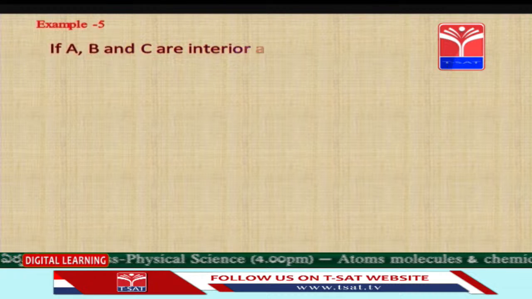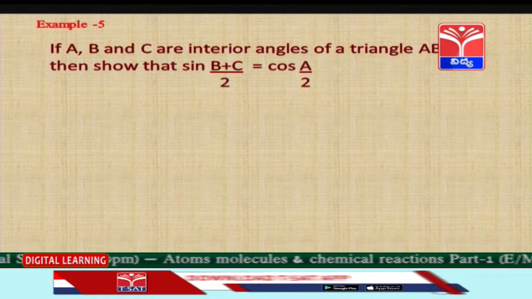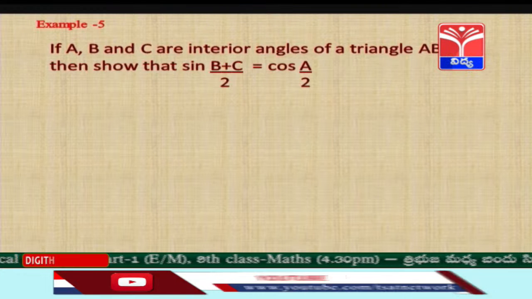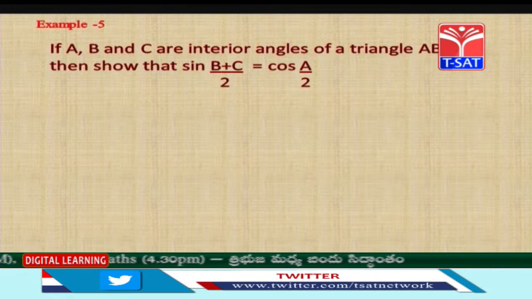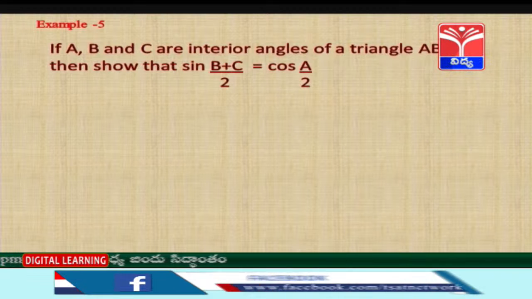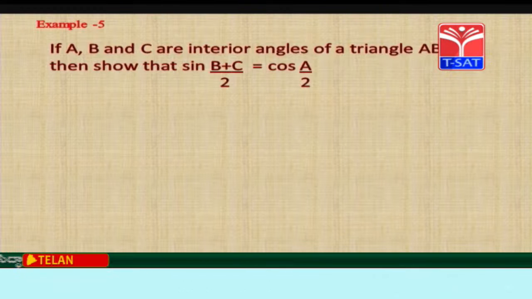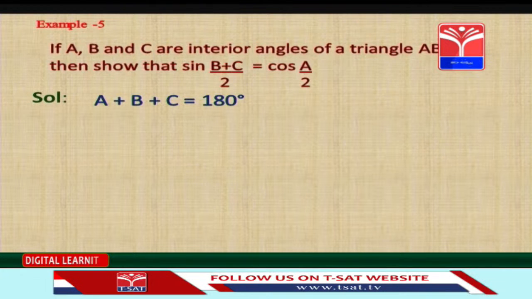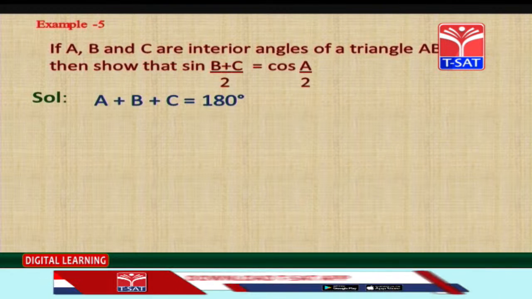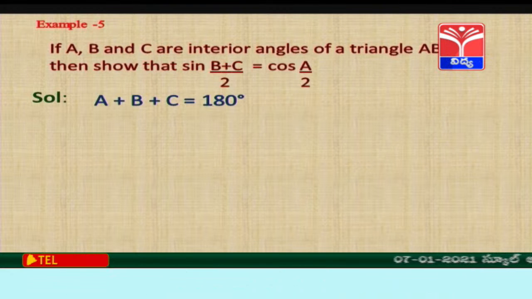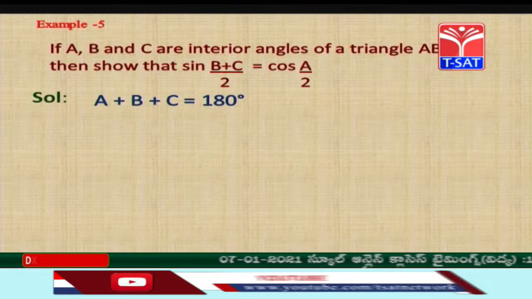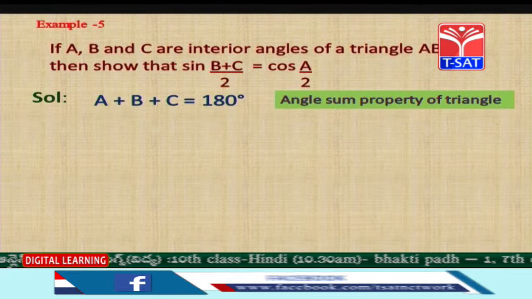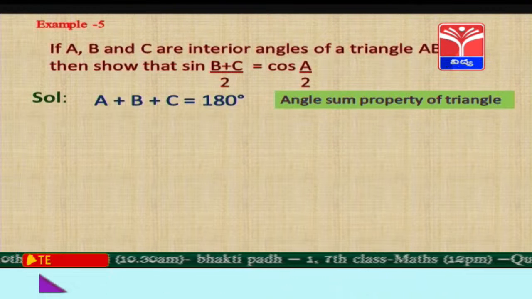Example 5. If A, B and C are interior angles of a triangle ABC, then show that sin of (A plus B) by 2 is equal to cos A by 2. Now, what condition do we have by the properties of the triangle? That is the angle sum of the triangle. The sum of the interior angles of a triangle is 180 degrees. So, A plus B plus C is equal to 180 degrees. What do you call this? Angle sum property of triangle.